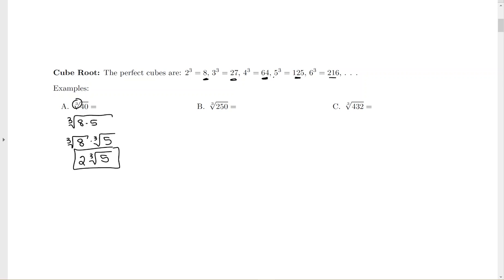Cube root of 250. So again, you're looking for the biggest perfect cube on this list that'll divide into 250 evenly. So it's looking like 125 times 2. Cube root of 125 times the cube root of 2, and the cube root of 125 is 5.